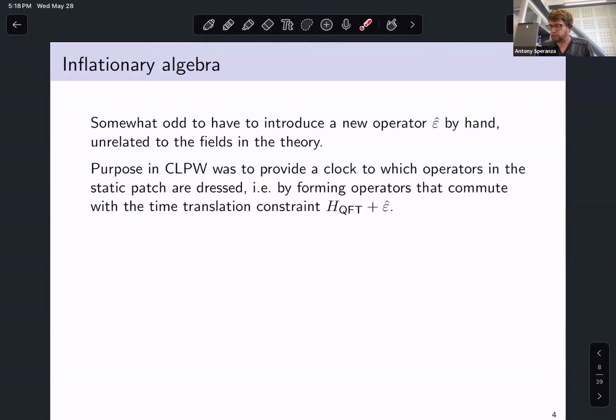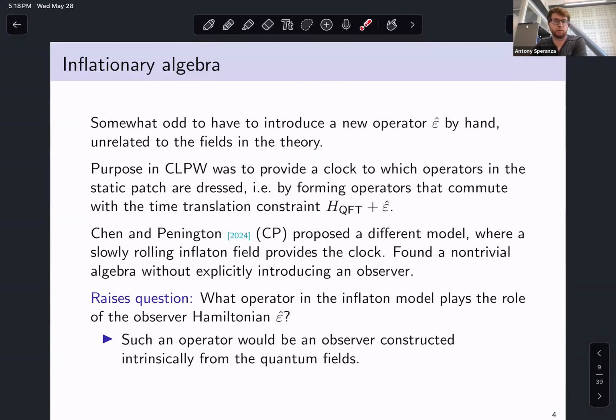And so the CLPW construction, they did it kind of out of necessity. They needed a clock to measure positions of operators relative to. And so the idea is that once you introduce the observer, you have a new constraint and you can find things that commute with that gauge constraint. But yeah, it does feel a bit awkward. So there was a later development, which was this Small paper.